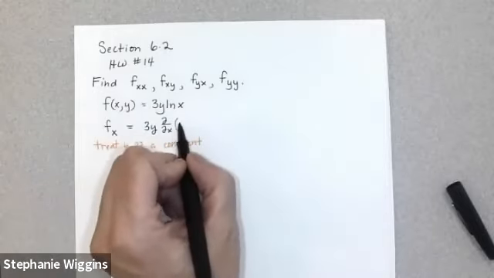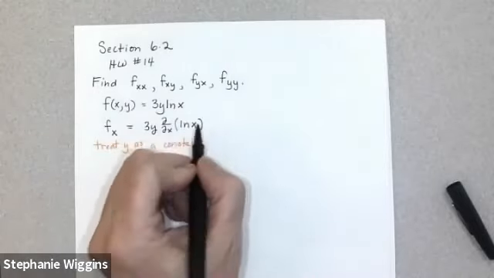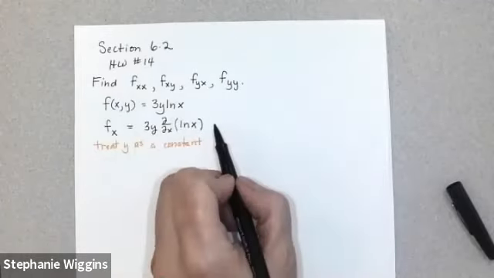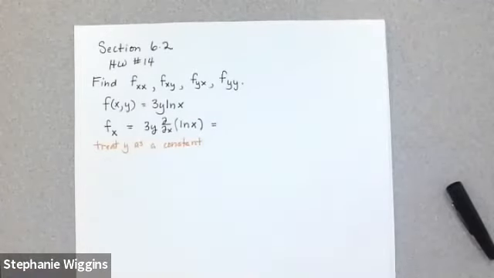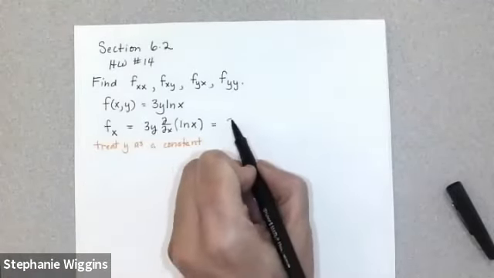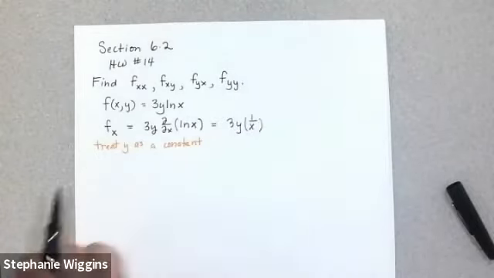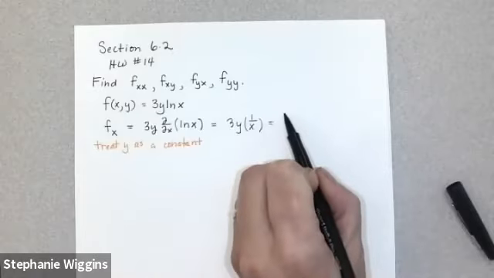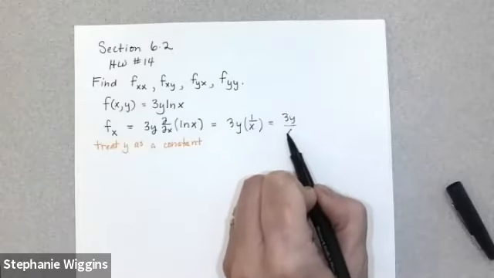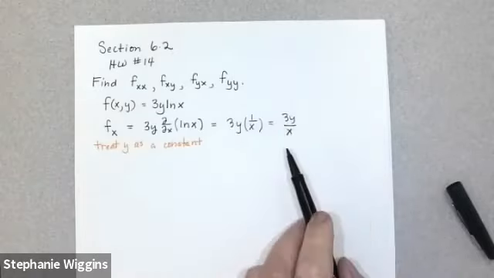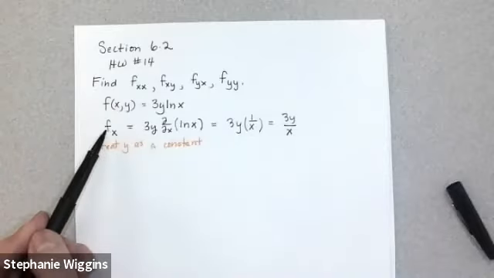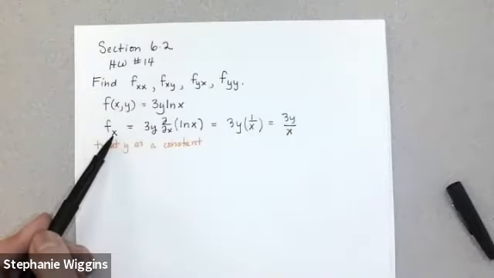So I'm taking the derivative of the natural log of x, and you will recall from the derivative rules that this is just 1 over x. So this becomes 3y times 1 over x. And then you can just write that as 3y over x. So now I have found the first order derivative with respect to x.